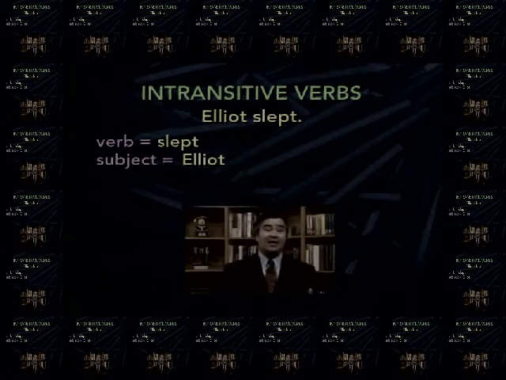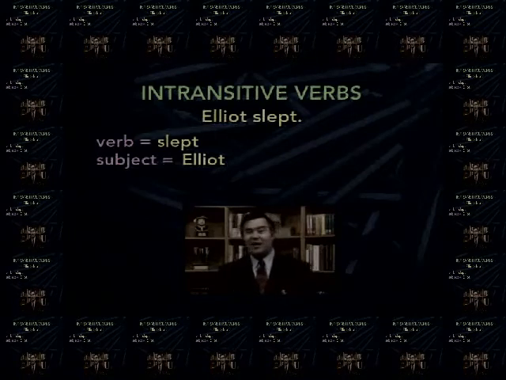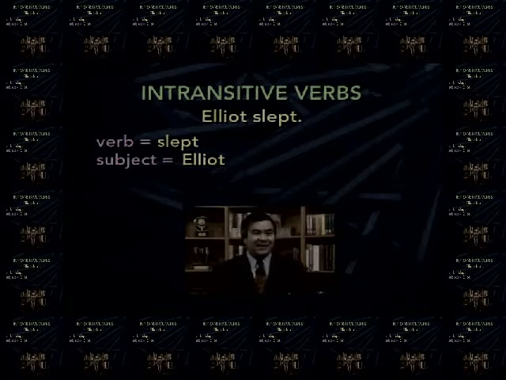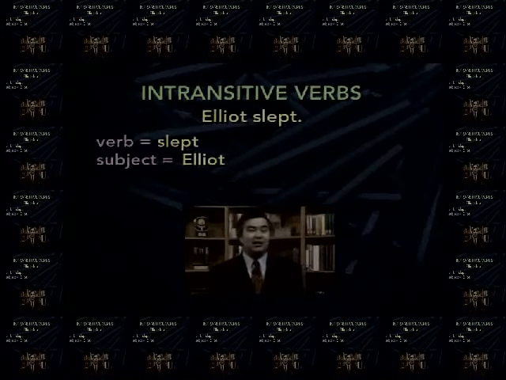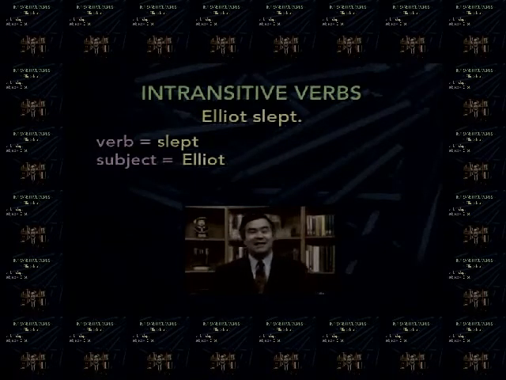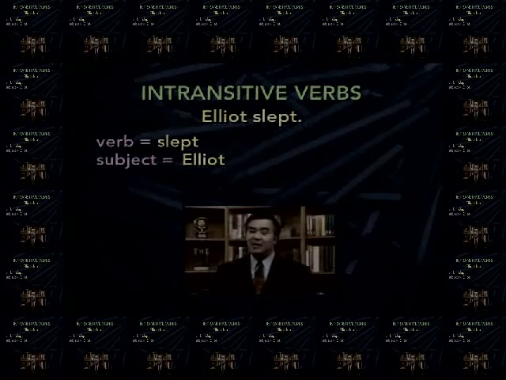It expresses a complete thought without having an object. We don't need to ask, what did Elliot sleep? Because the meaning is complete without any object. Elliot slept, that tells us exactly what happened. It's perfectly clear, and it doesn't sound incomplete. So slept in this sentence is an intransitive verb. It has no object, and it doesn't need one.